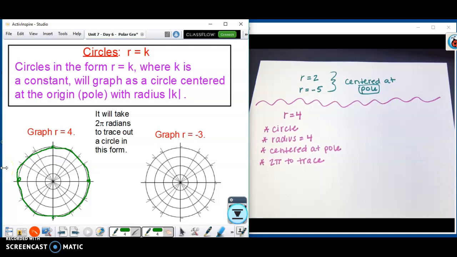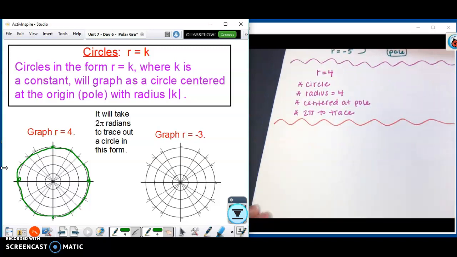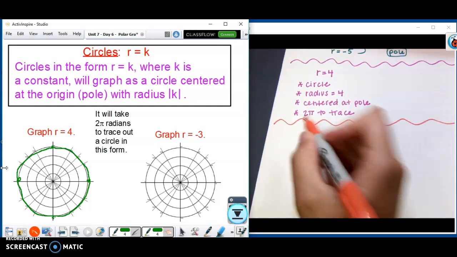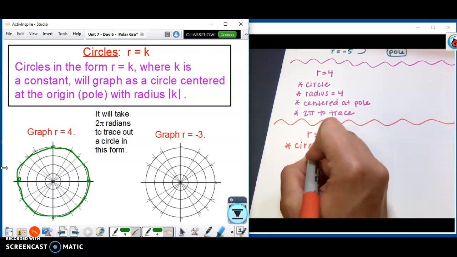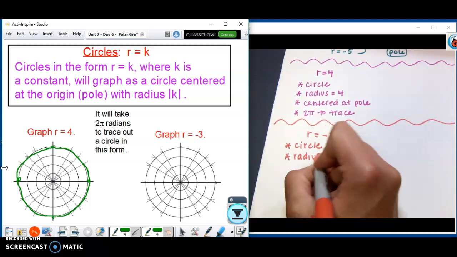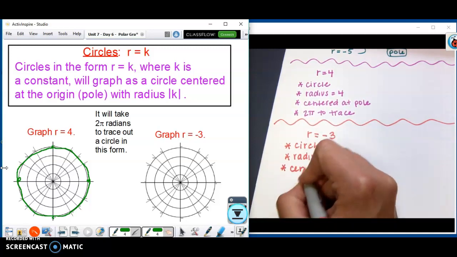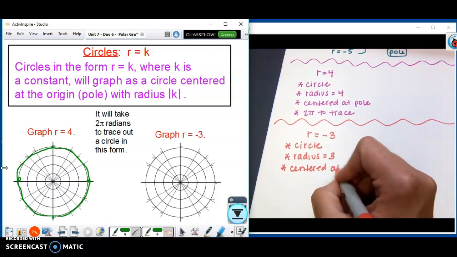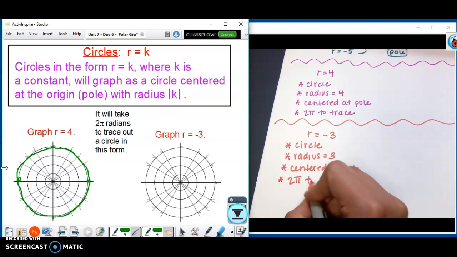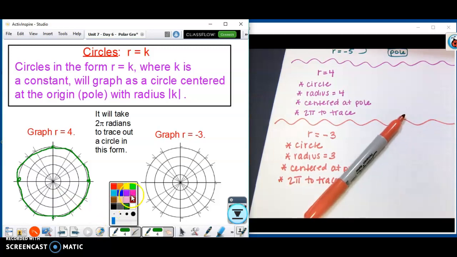Okay, so looking at the next one, we have r equals -3. So it's just r equals -3, so this is in polar form. Because it's just r equals a number, we know this shape is going to be a circle. We know that the radius of this circle is going to be 3. We know that because it's just r equals a number, it's going to be centered at the pole. And because it's r equals a number, it's going to take 2 pi, or the whole unit circle, to trace this.